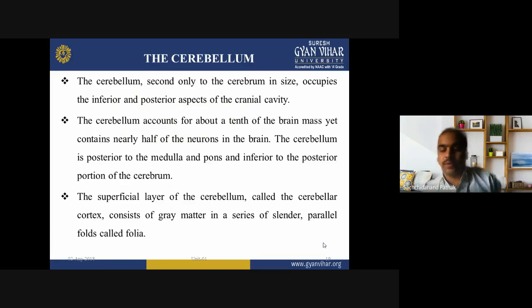Cerebellum, the fourth one. Cerebrum is there, diencephalon is there, brainstem is there, and the cerebellum. Now, the cerebellum is second only to the cerebrum in size. It occupies the inferior and posterior aspect of the cranial cavity.